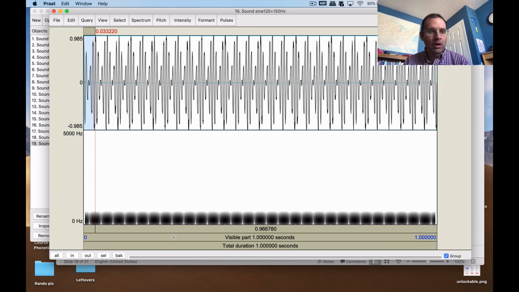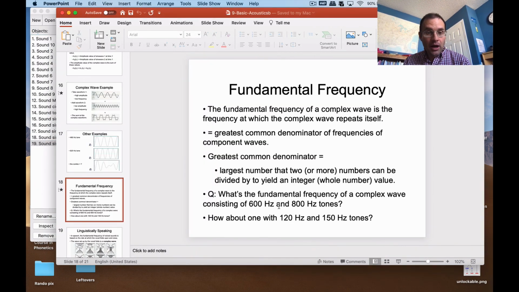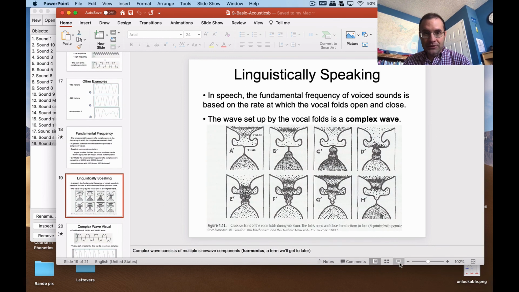Kind of like that. Okay, cool. That's how the math works. Greatest common denominator will give you the fundamental frequency of a complex wave. Okay, so why am I talking about this?